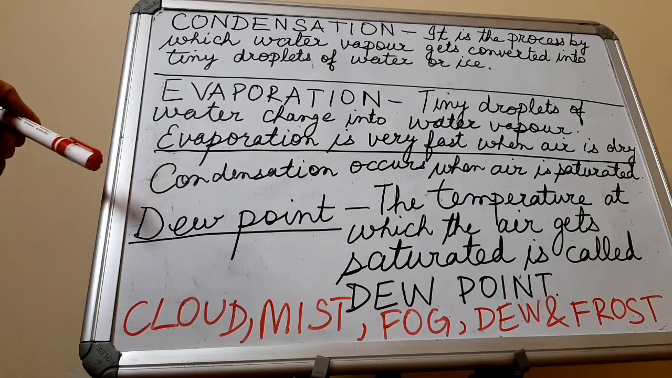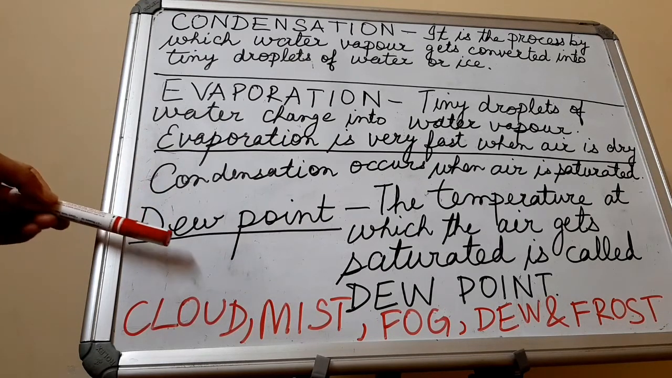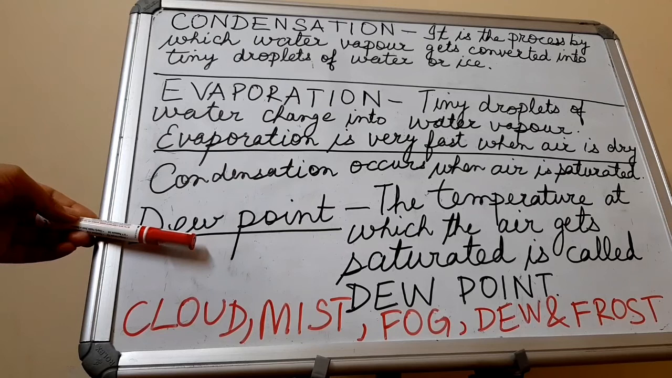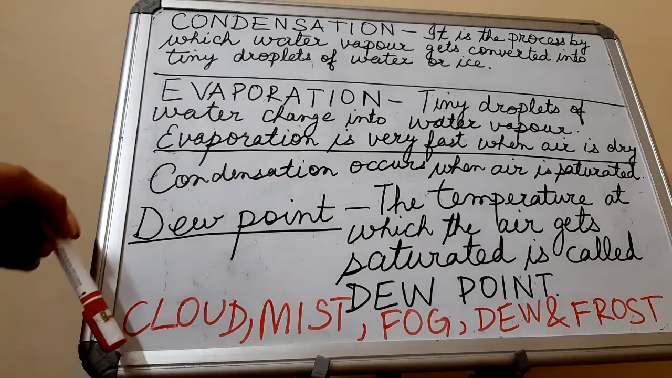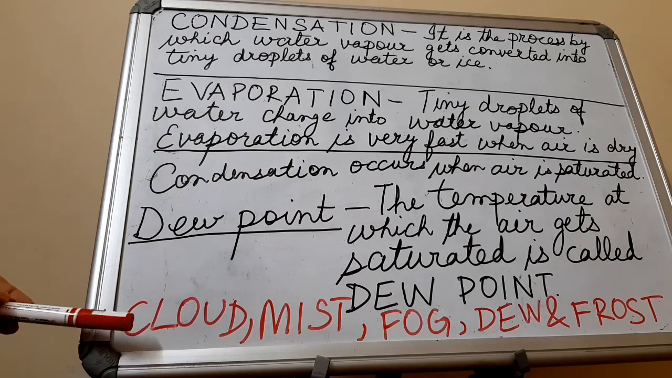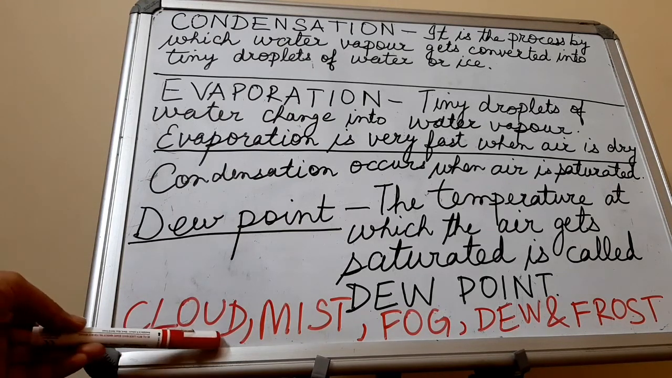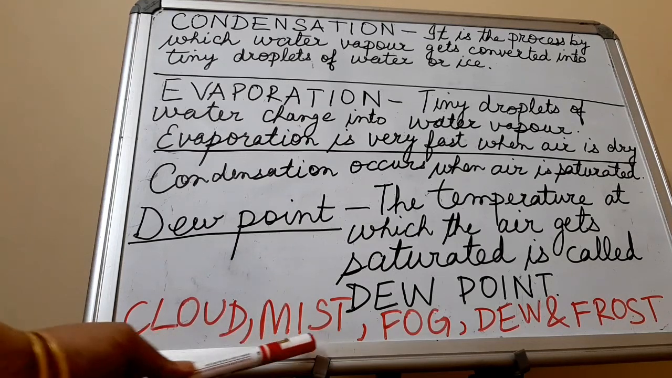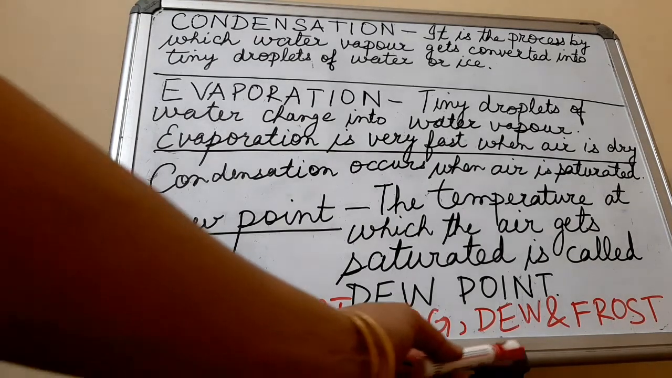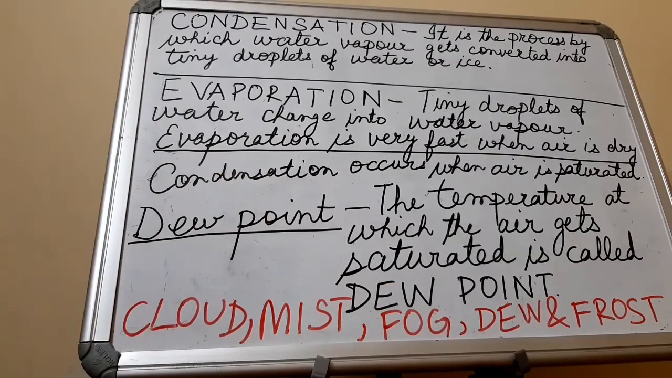Then another thing that you need to be familiar with is the term dew point. So dew point is the temperature at which the air gets saturated. So these are some terms which you should be familiar with. Now, coming to the forms of condensation. I've written this in red color here. The forms of condensation are cloud, mist, fog, dew and frost.